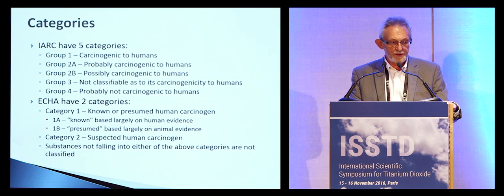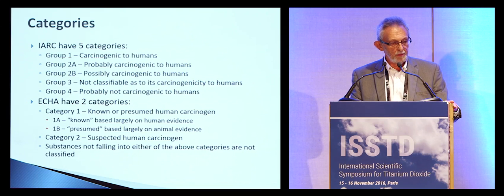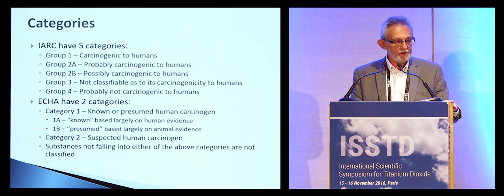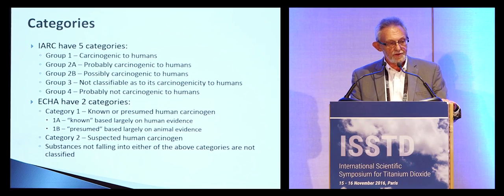ECHA have 2 categories. Category 1 is known or presumed, and that's split into 1A and 1B. 1A would be a known human carcinogen based largely on human evidence. 1B would be a presumed human carcinogen based largely on animal evidence. Category 2 is a suspected human carcinogen, and substances that do not fall into either of the above categories are not classified.